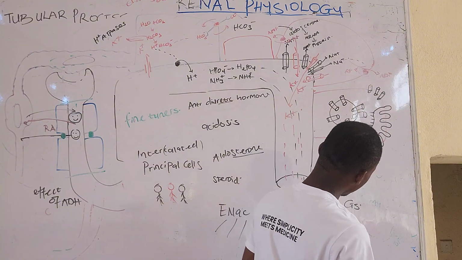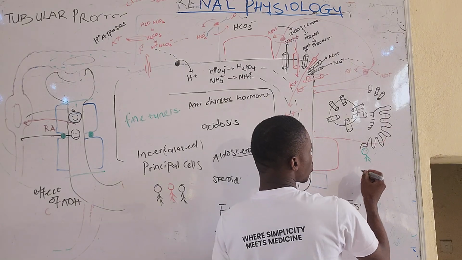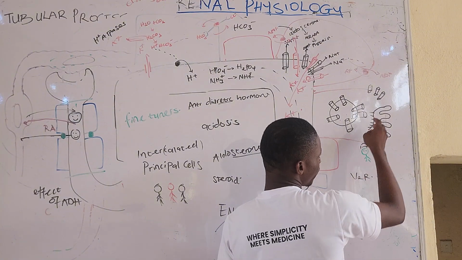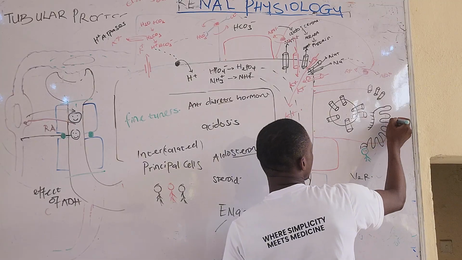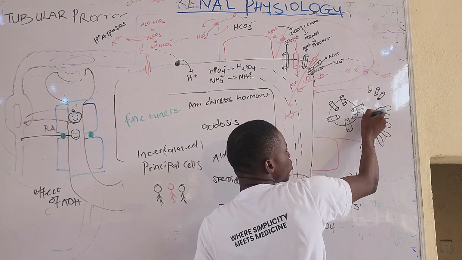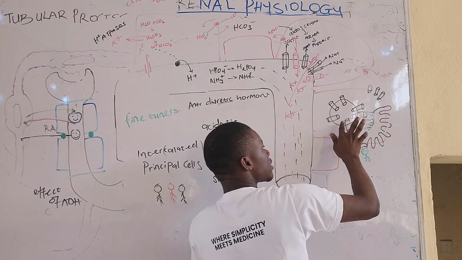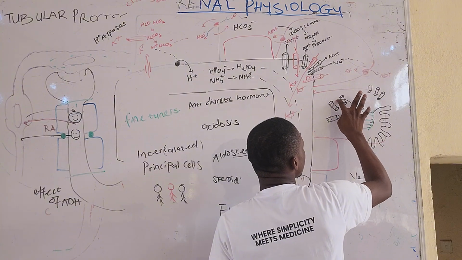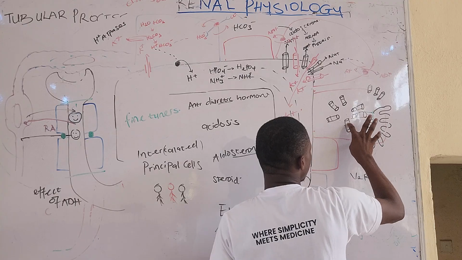Are you following me? So when ADH binds to this receptor, the receptor is called the V2R receptor. When ADH binds to this V2R receptor, information will go like this and enter into the cell. When the information enters the cell, it will send the signal to this filament containing these channels. Now, when this information gets inside, all these filaments leave. Are you following me? They will leave.